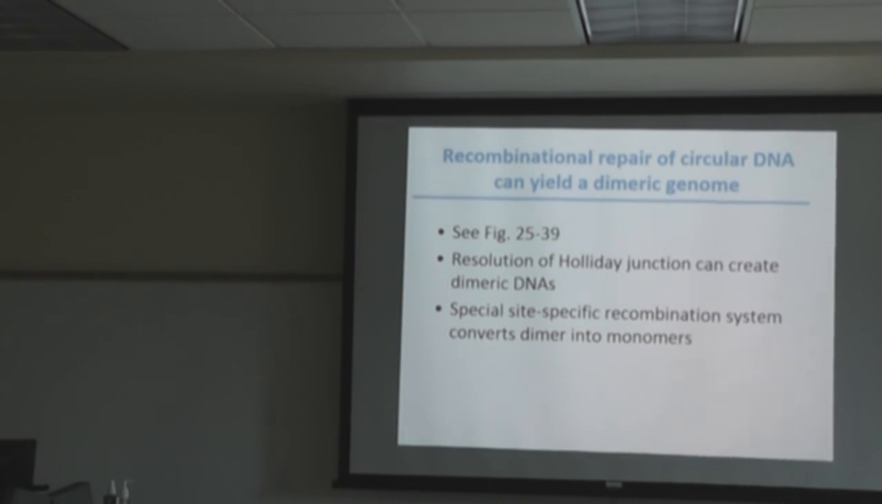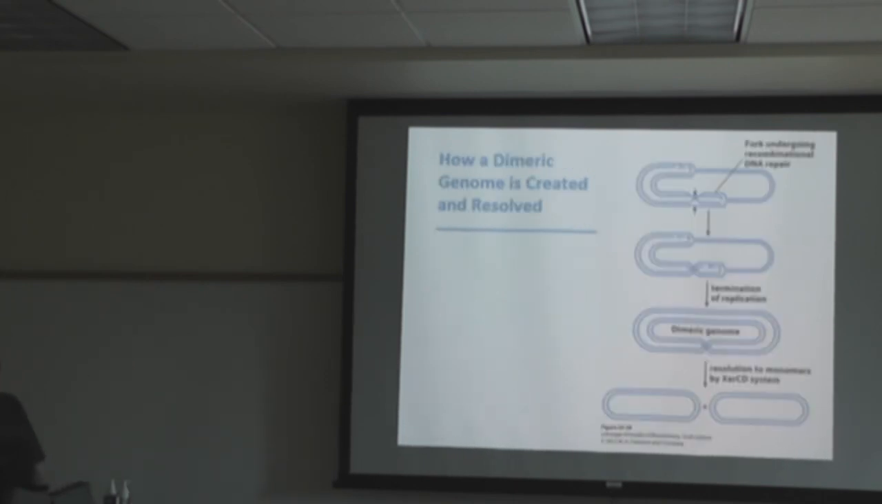Recombination repair of circular DNA can yield a dimeric genome. Resolution of Holliday junctions can create dimeric DNAs. And a special site-specific recombination system converts the dimers back to monomers. And this is how the dimeric genome is created and resolved.